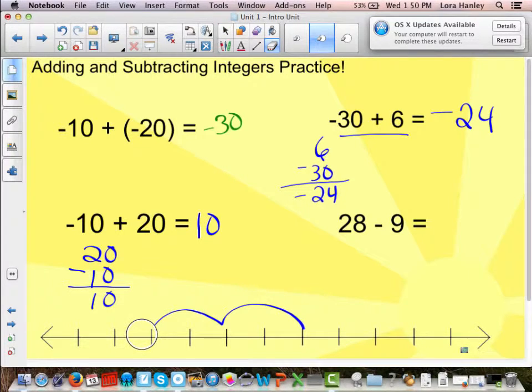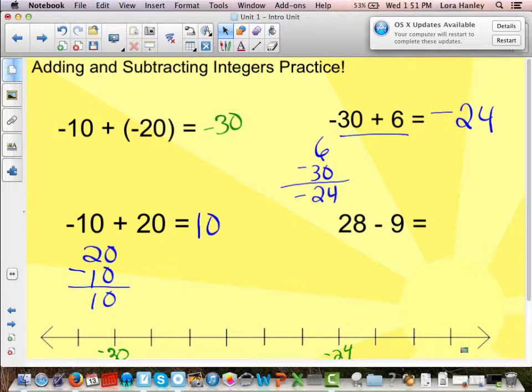Again, with our number line, we could think about this. If we start at -30 and we add 6 to that, 1, 2, 3, 4, 5, 6, we're going in the positive direction, and that would leave me at -29, -28, -27, -26, -25, -24, just like we got up there.